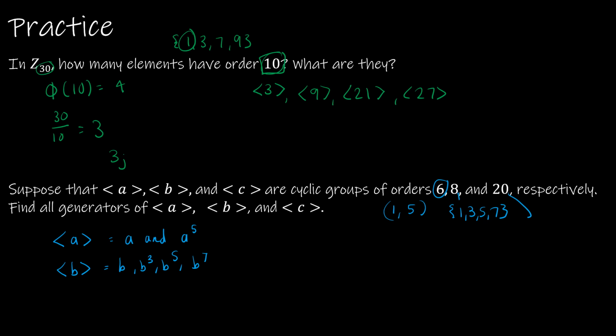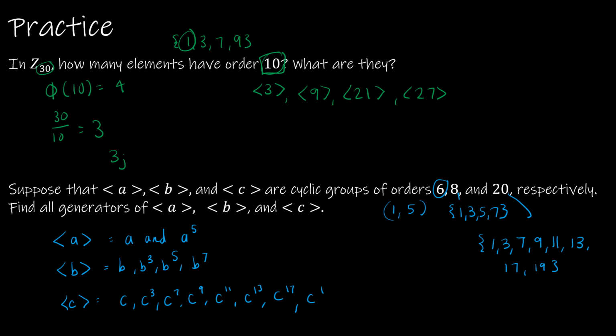And then for 20, it would be 1, not 2, 3, not 4, 5, or 6, 7, not 8, 9, not 10, 11, not 12, 13, not 14, 15, or 16, 17, and 19. So to generate C, the generators would be C, C cubed, C to the 7th, C to the 9th, C to the 11th, C to the 13th, C to the 17th, and C to the 19th.